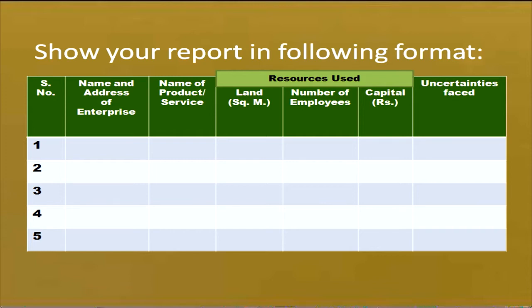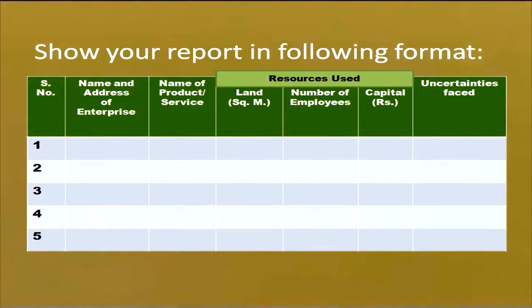What can be the uncertainties that the business have faced? You can write like this: raw material availability is less or it is not available at proper time. The quality of the raw material is not as expected by that organization. The availability of the laborers at proper time. Then the remuneration that is to be provided to the laborers, that is finding it as a difficulty for that particular organization.